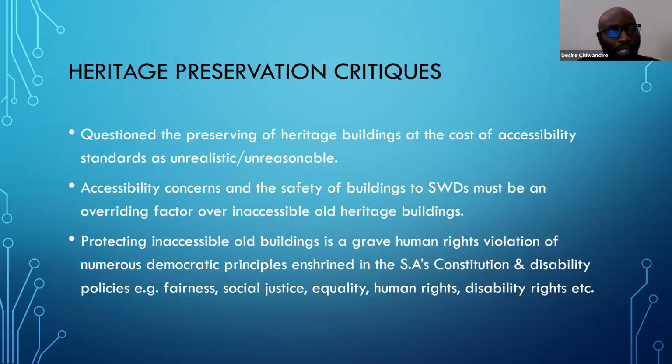Then the other participants were actually the critics of the heritage preservation. So these participants actually take a human rights approach. They were saying that preserving the heritage of a building at the cost of accessibility for students with disabilities is unrealistic and unreasonable. So for them, they were more concerned about issues of accessibility, not only accessibility, but the safety of buildings. For them, it was more about what's the point of preserving the heritage of the building when the building is inaccessible and unsafe for students with disabilities.